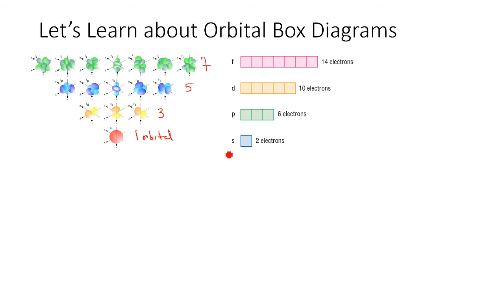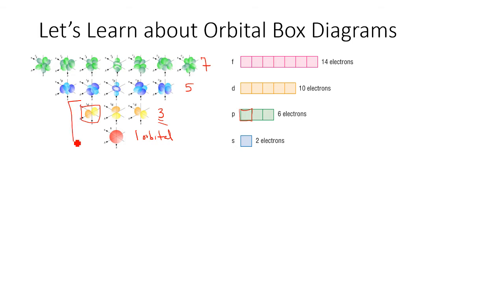So in the s subshell, if I want to talk about its one orbital, I just draw one box. For the p subshell, if I want to talk about its 3 orbitals, I just draw 3 boxes. This box is showing me a really simple representation of this orbital. All right, so they're just highly simplified pictures where we can understand how many orbitals there are and how many electrons they can hold.